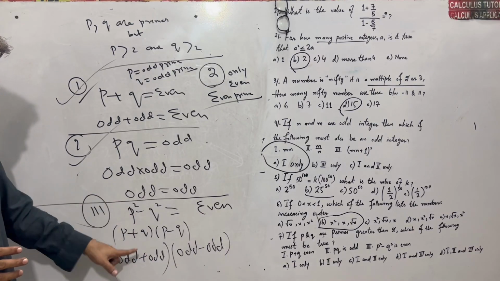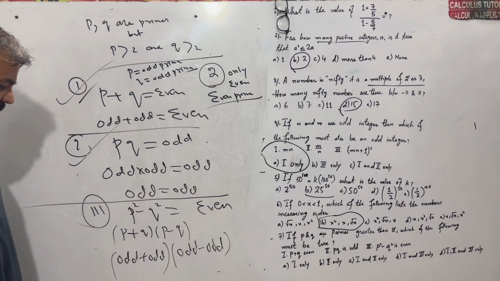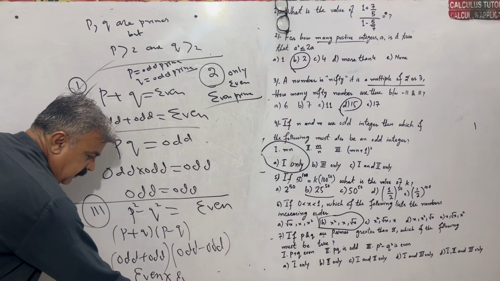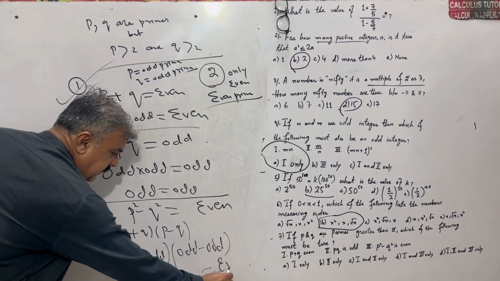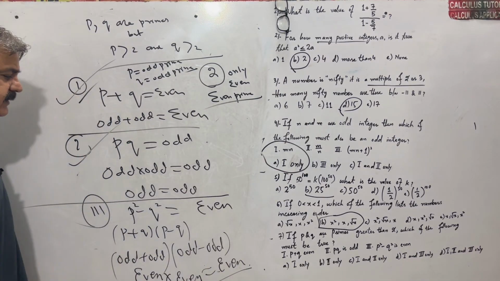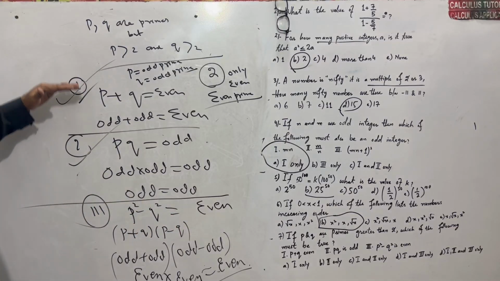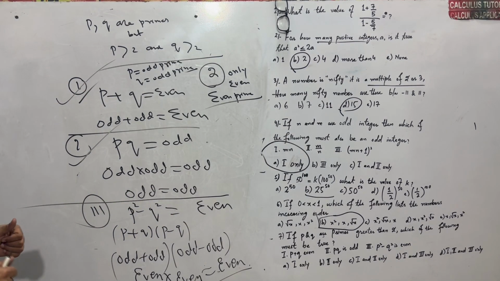Odd plus odd, result is even. Odd minus odd, result is even. So this is our even. This is also even. We are familiar: even times even, result is even. So P square minus Q square is even. Means all the three propositions given to us are valid.